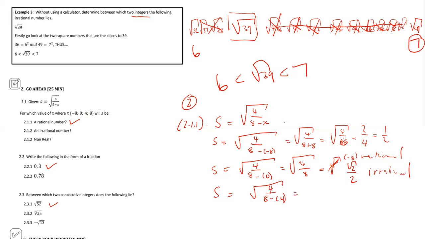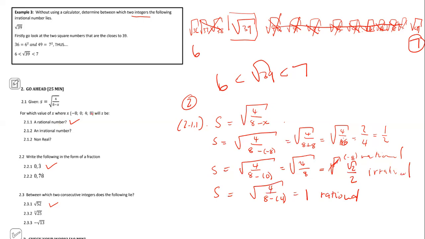So when you punch this on your calculator, let me see how much you are going to get. Let's just punch it on a calculator without wasting time. So we say 4 over 8 subtract 4, and then we get 1. Now what is 1? It is a rational number, right? So when we substitute 4, we get a rational number.